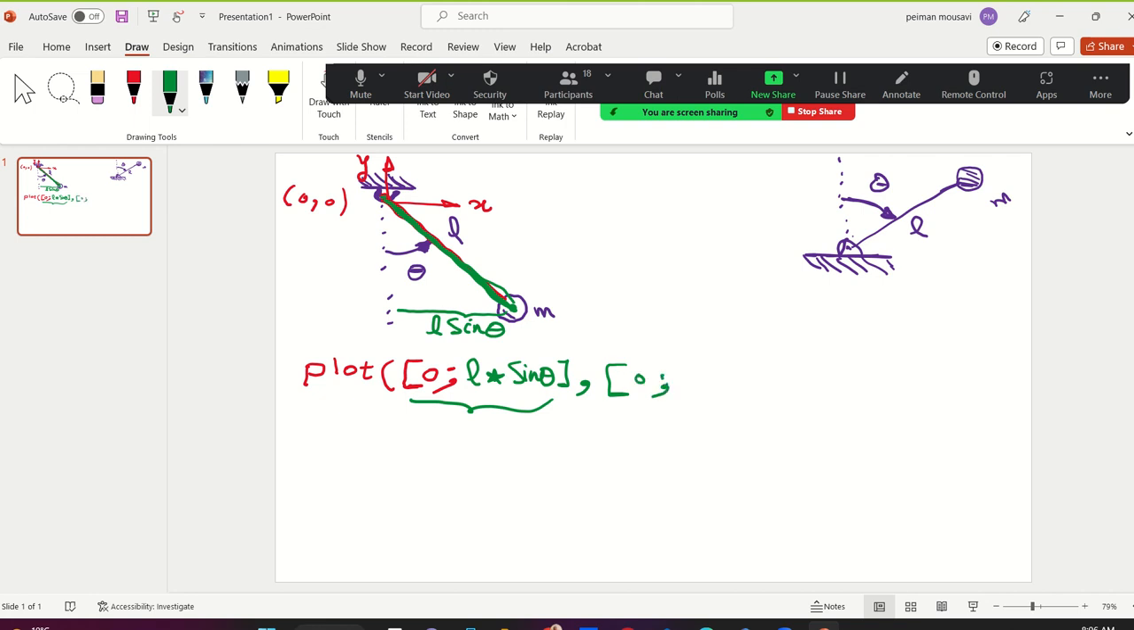And the y of this point is how much? Guys, how much is this? L cosine theta, but negative. Why? Because it's under the datum.